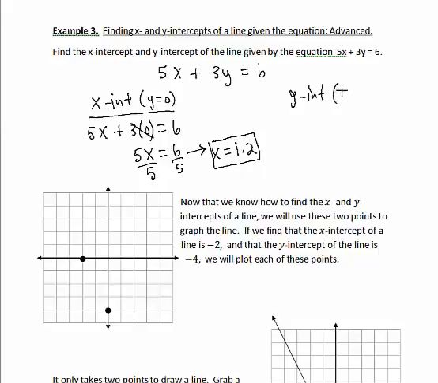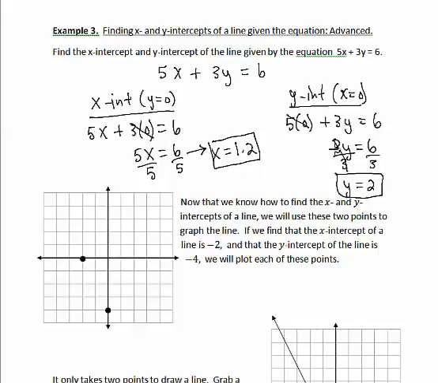For the y-intercept, we set x equal to 0. This 0 knocks out the 5, and we're left with 3y equals 6. And now we divide by 3, and we get y equals 2. If you want to put these intercepts in coordinate form, then we would write 1.2 comma 0 for the x-intercept, and 0 comma 2 with parentheses, of course, for the y-intercept.